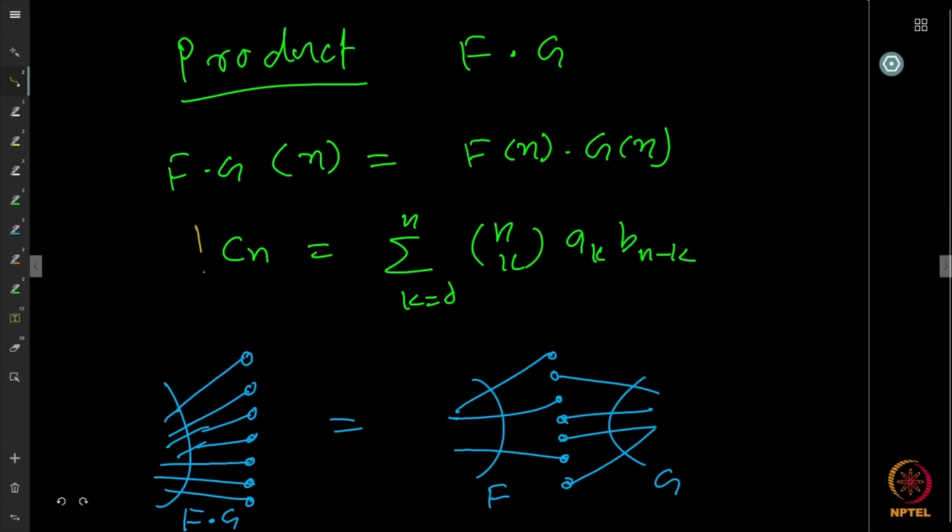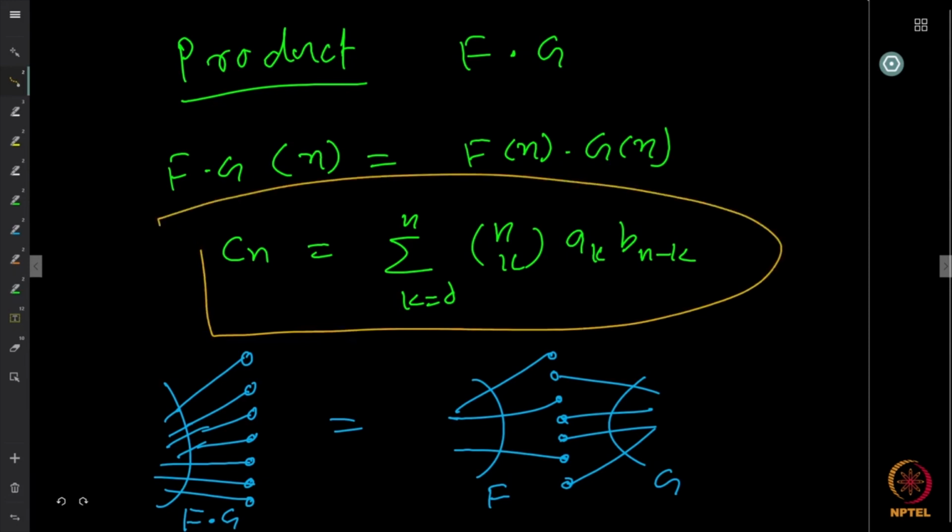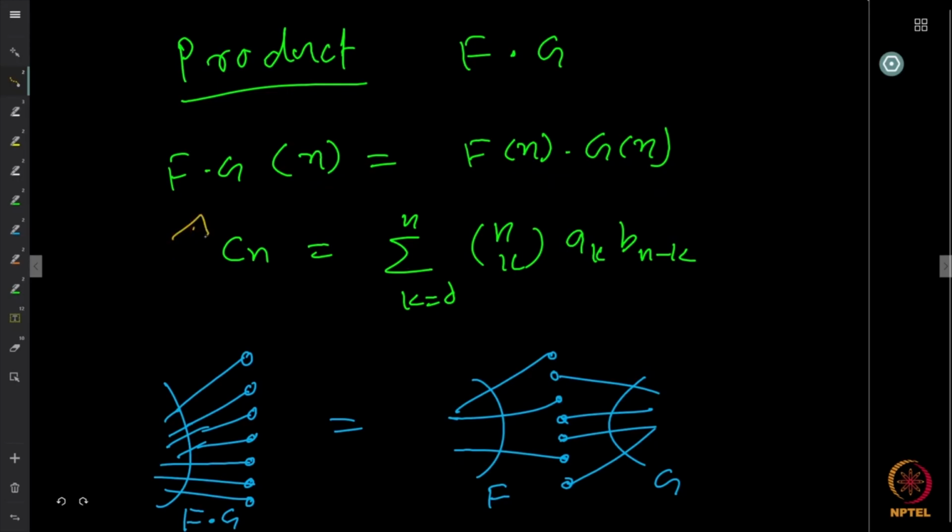Okay. So what is Cn? Cn is the number of elements of type F dot G on an n-element set. And that is precisely equal to the summation, k equal to 0 to n, of n choose k, a_k b_(n-k). This we all saw when we defined the product of exponential generating functions, right? And what is this? The product of two species is denoted in a pictorial way as follows.